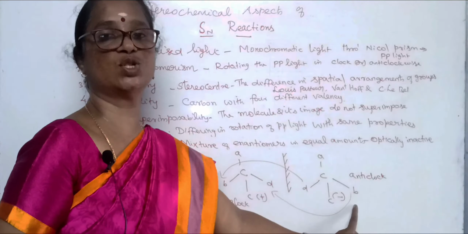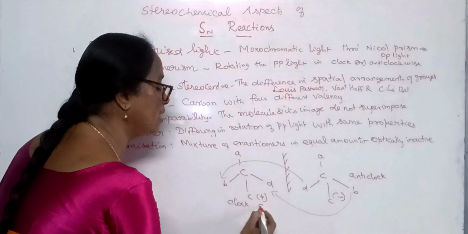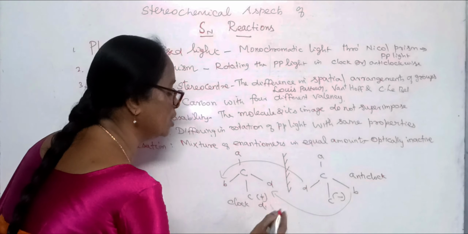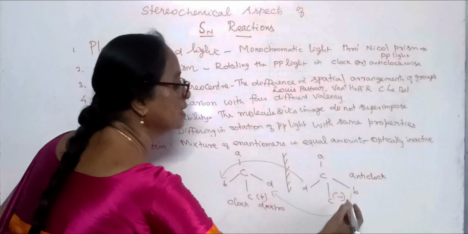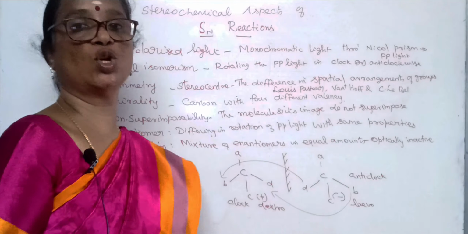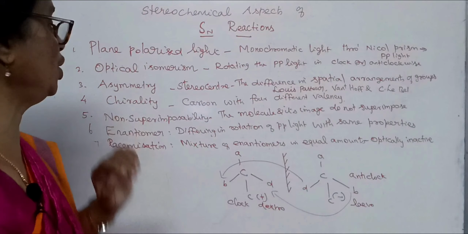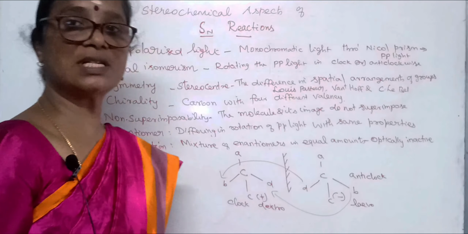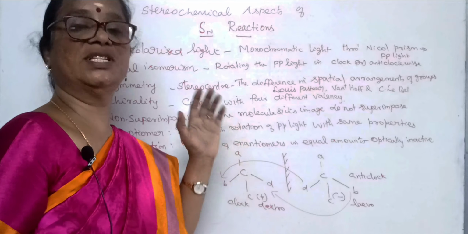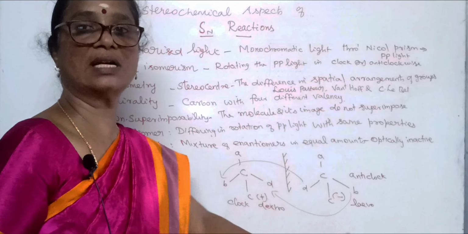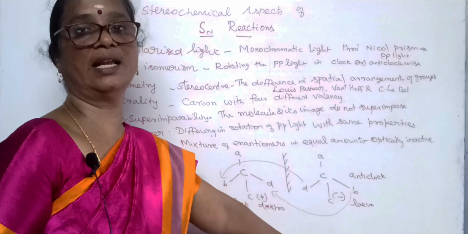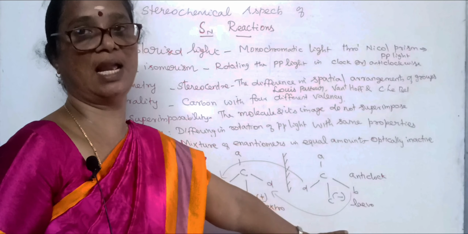and the minus isomer. Plus can also be called dextro, or represented as the D isomer, and this is the levo isomer. And these isomers are said to be enantiomers. So enantiomers are the isomers of an optically active compound which differ in their rotation of plane polarized light, but their physical and chemical properties remain the same.